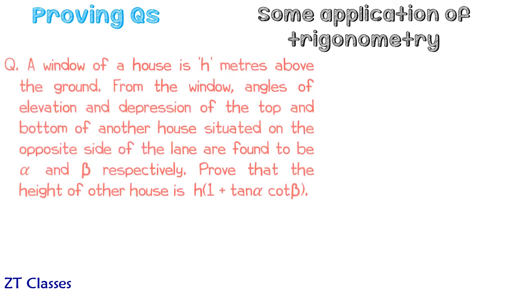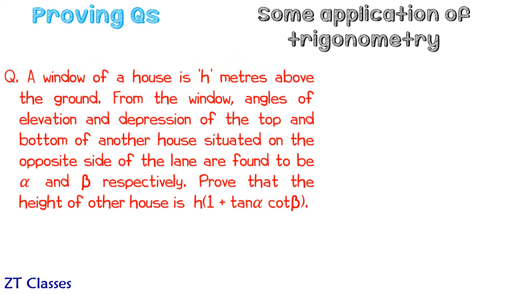See the next question. We have a window of a house that is h meters above the ground. So let's draw the ground and then the building with window W. From this window, the angles of elevation and depression of the top and bottom of another house are found to be alpha and beta. So let's draw the other house.